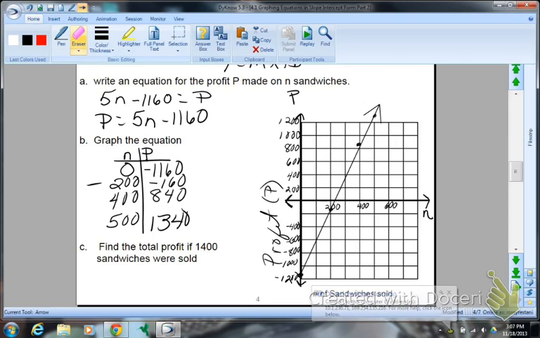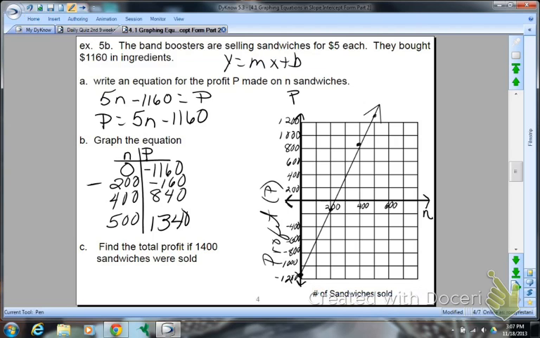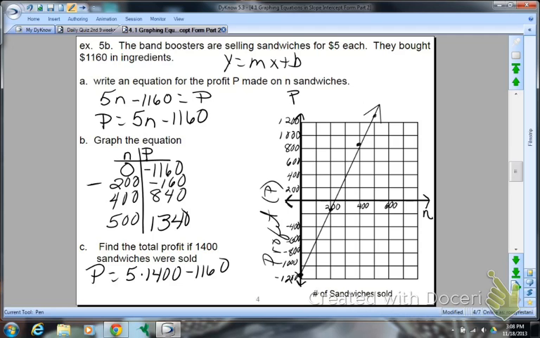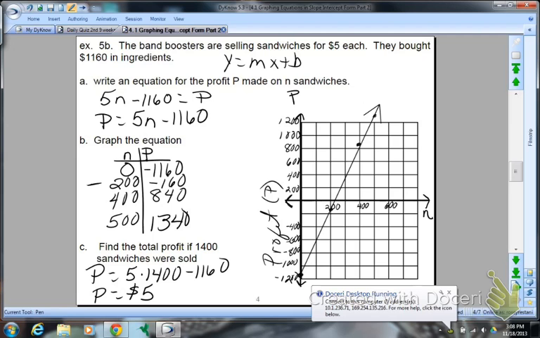Example C, find the total profit if 1,400 sandwiches were sold. So the profit, that's 5 times 1,400 minus 1160. What would the profit be? $5,840 profit.